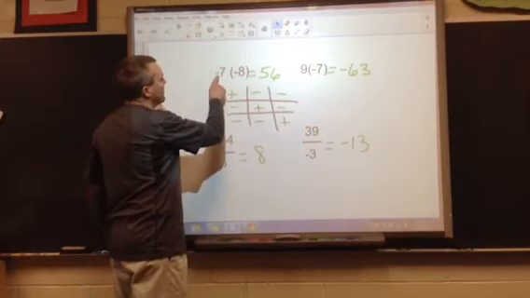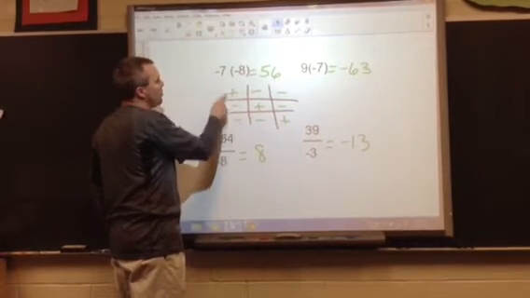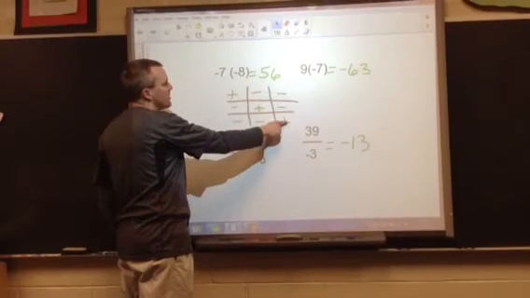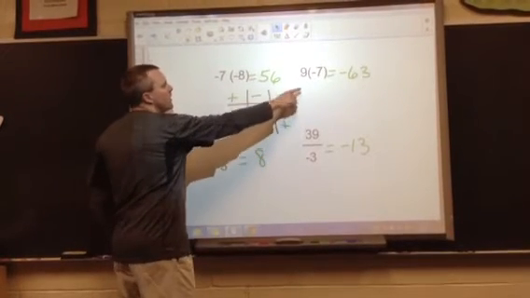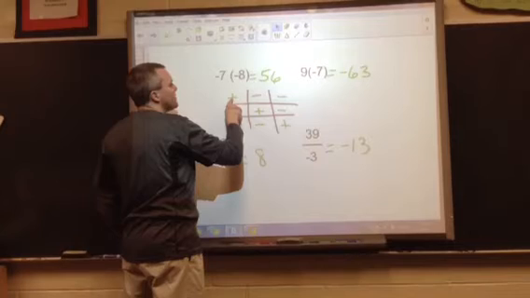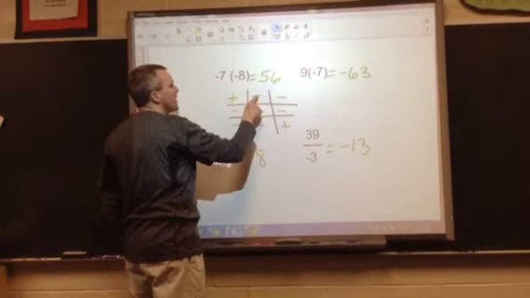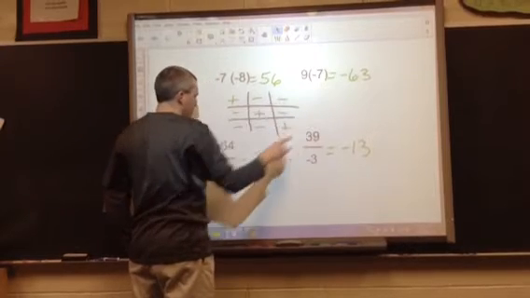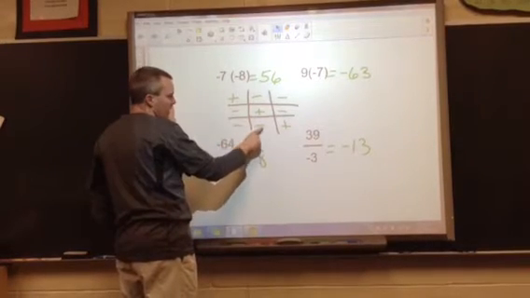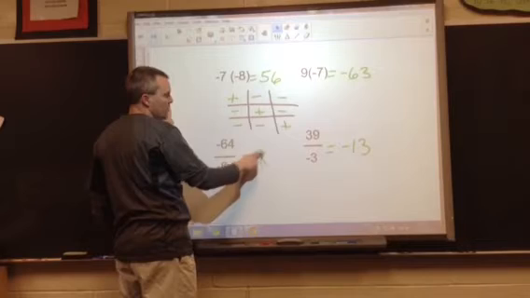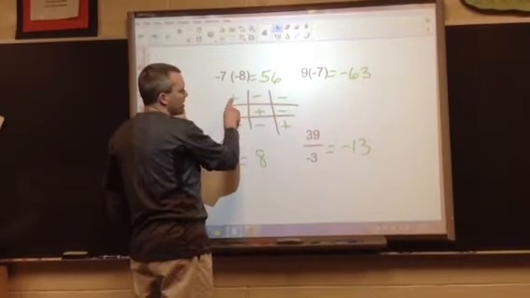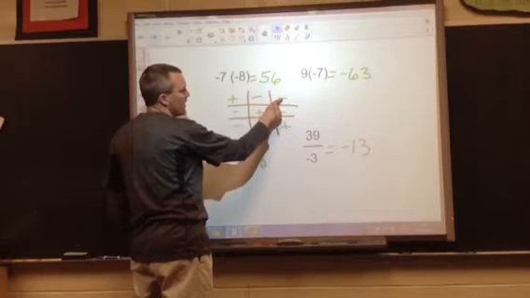All right, referring to our tic-tac-toe board, negative times negative results in a positive answer. In this problem, we have a positive first number times the second number, which is negative, and you see that our answer is negative 63 here. Negative divided by a negative turns out to be a positive from the tic-tac-toe board. Positive divided by negative results in a negative answer.